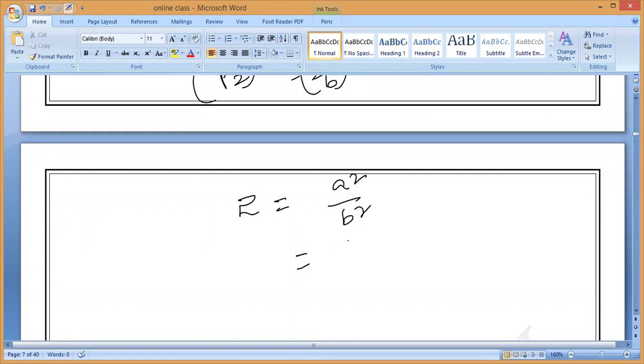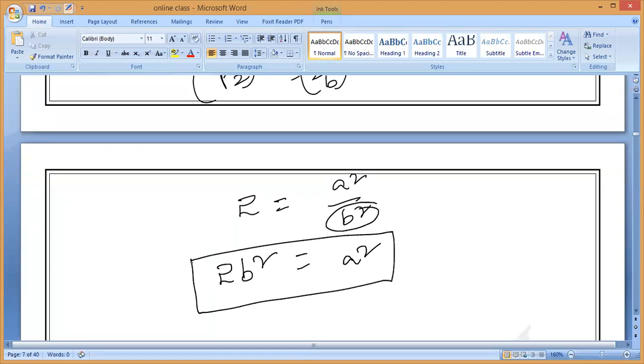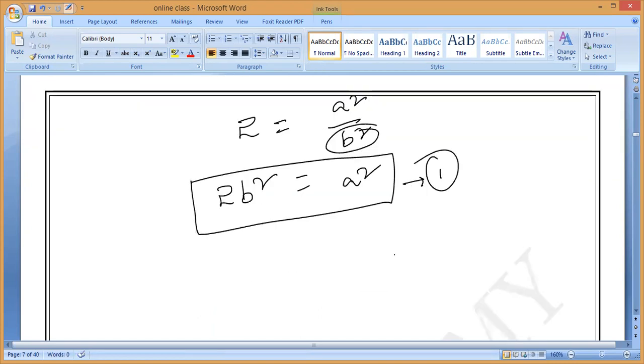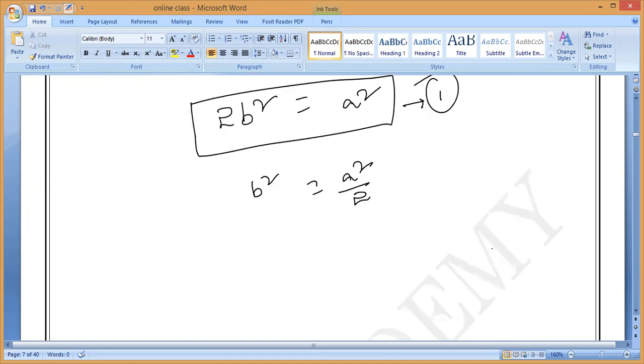Write the equations for A square and B square individually. First, A square equals 2 into B square. This is equation 1. Next, B square is equal to A square by 2. This is equation 2.